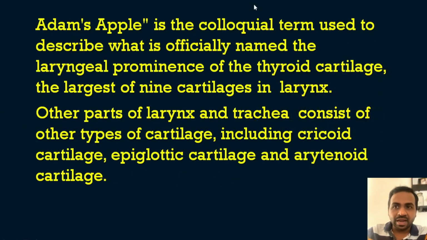You know that Adam's apple is the colloquial term used to describe what is officially named the laryngeal prominence of the thyroid cartilage, the largest of the 9 cartilages in the larynx. So in the larynx we have nearly 9 cartilages. Of those, the largest is the thyroid cartilage, and its laryngeal prominence is known as the Adam's apple. Other parts of the larynx and the trachea consist of other cartilages, which include the cricoid cartilage, epiglottic cartilage, arytenoid cartilage, etc. I think that also was a very informational question.